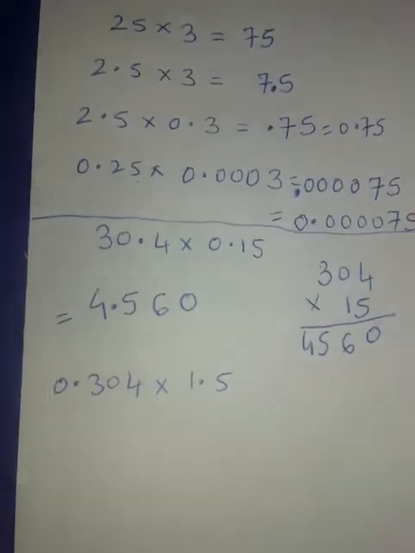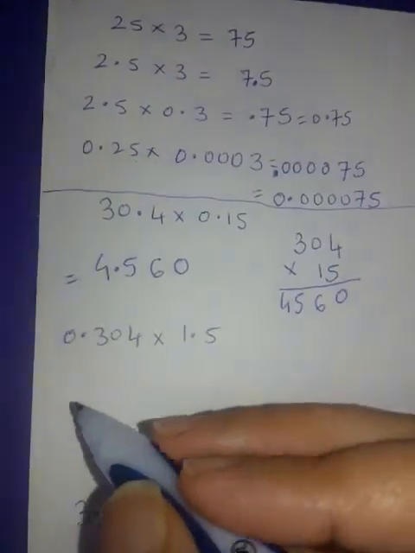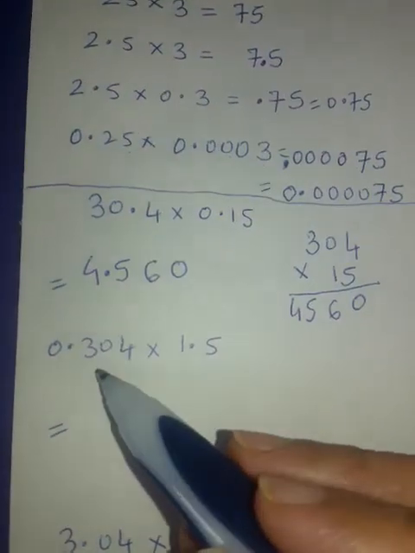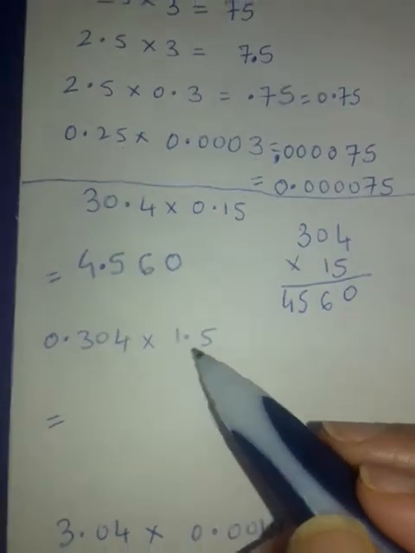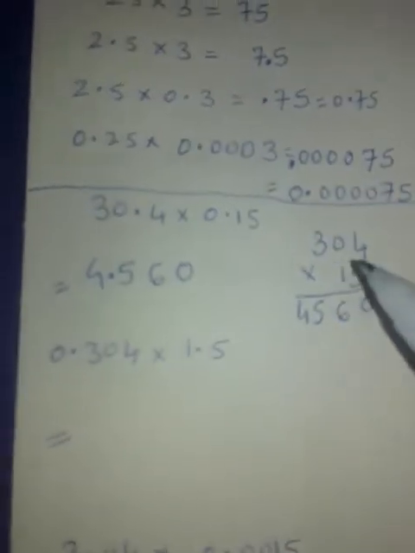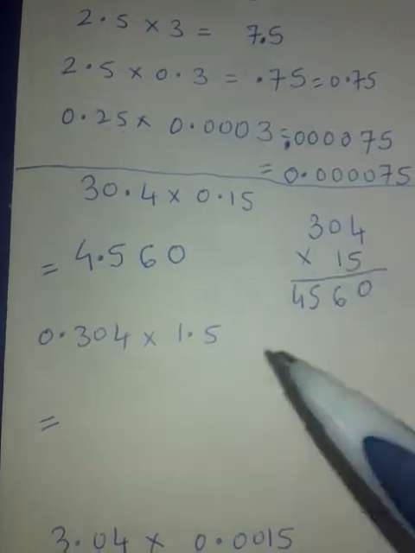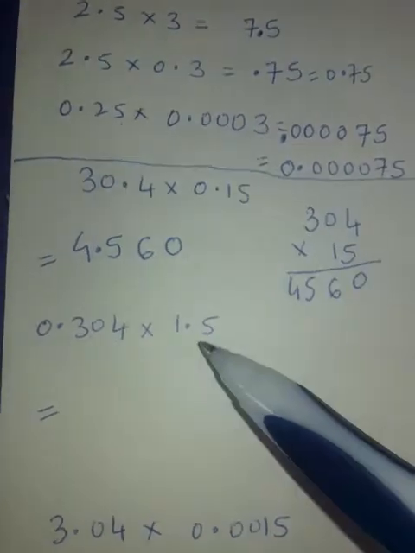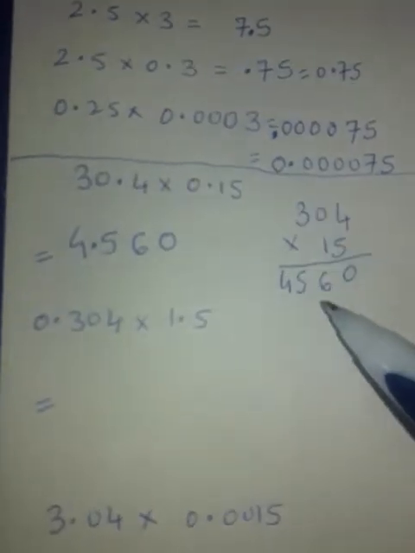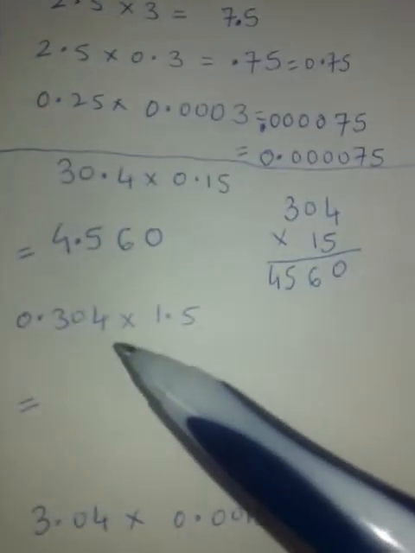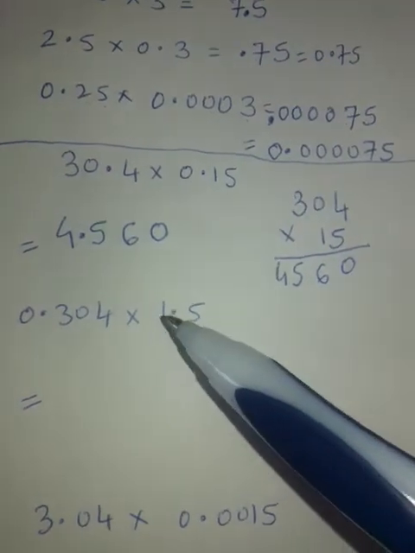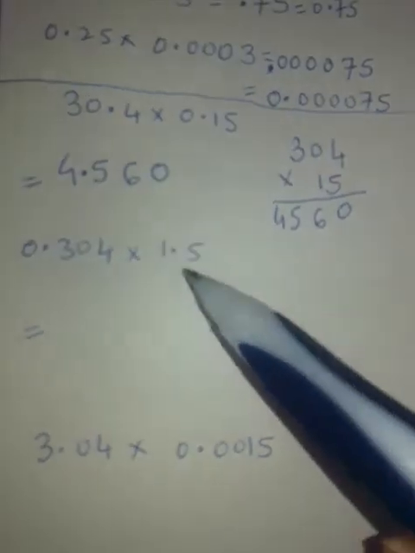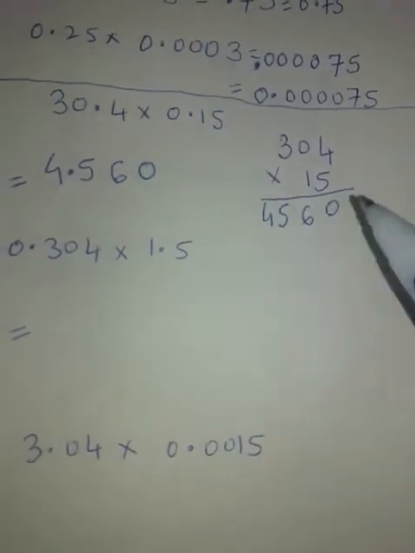Your answer is ready. Here 0.304 into 1.5. See, the numbers are purposely repeated so that we can just move the decimal point for explanation. This is also 304 into 15. So right now, what is the first step? Forget the decimal point and carry out the multiplication. So our multiplication is ready here.